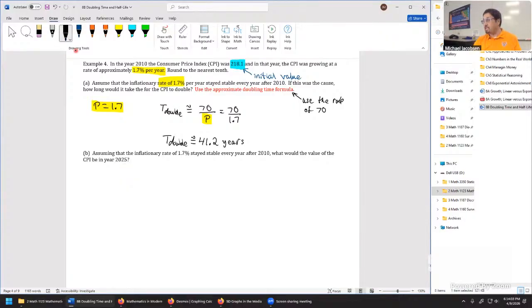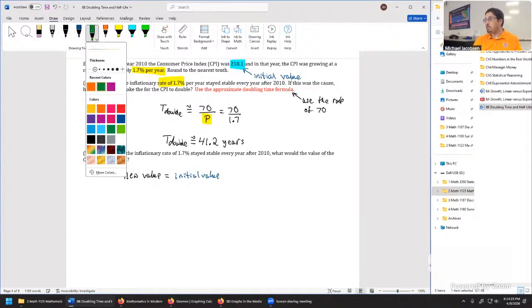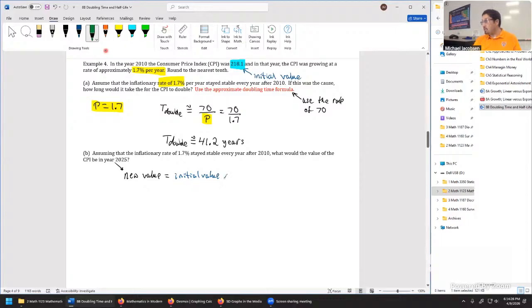So we can address this part by saying, here's our formula from the very top of the notes. The CPI in year 2025 is going to be the new value. It'll be equal to the initial value times the factor by which it's growing. So this is times 2 to the power of T over T double. So there's our full formula. This time we're using the entire thing.